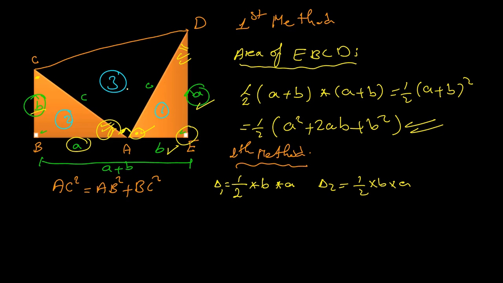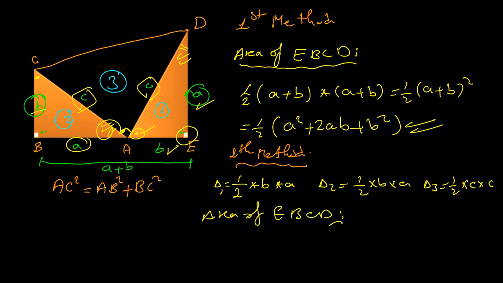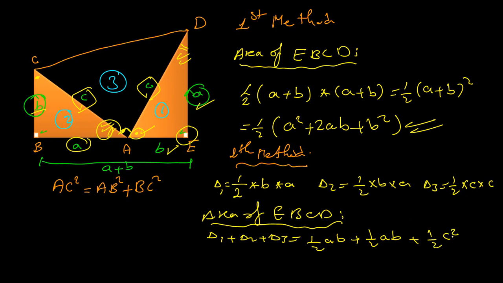I can calculate the area of this triangle using half times base times height. I can consider this the base and this the height. So the third triangle equals half times base, which is C, times height, which is another C. Now to find the area of the whole shape ABCD, I add the area of the first triangle, the second and the third. So it is half AB, the first, plus half AB, the second, plus half C times C, which is C squared.